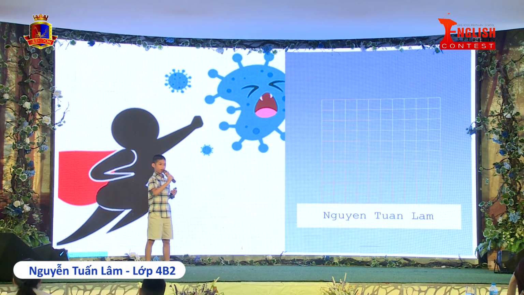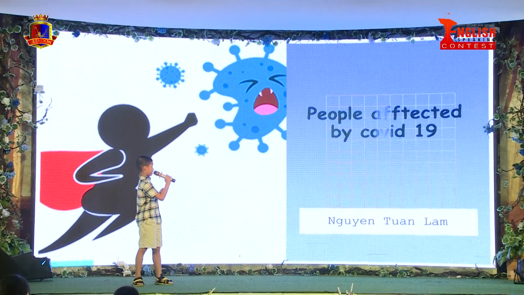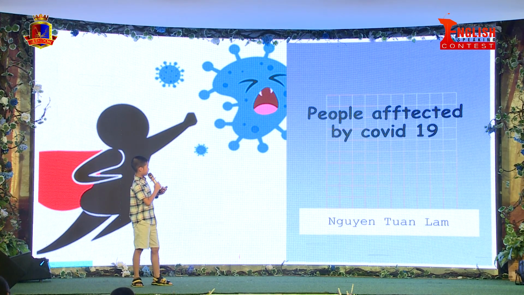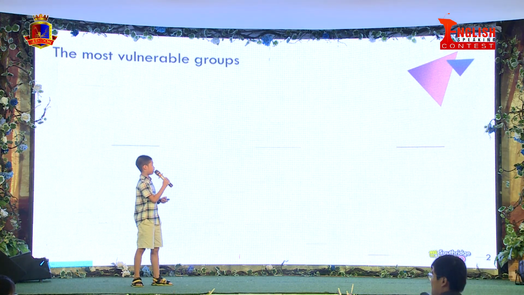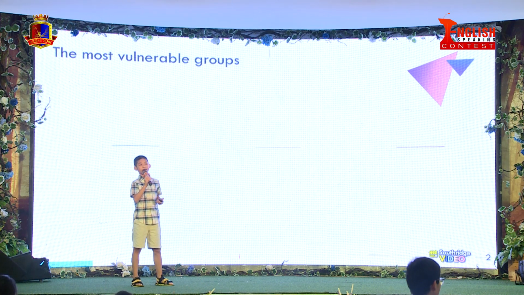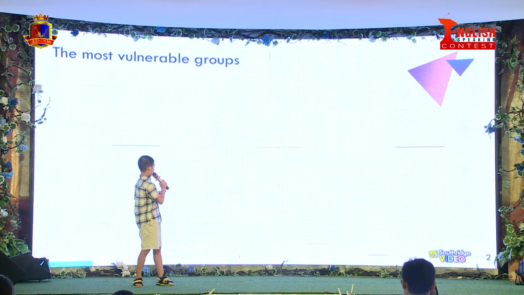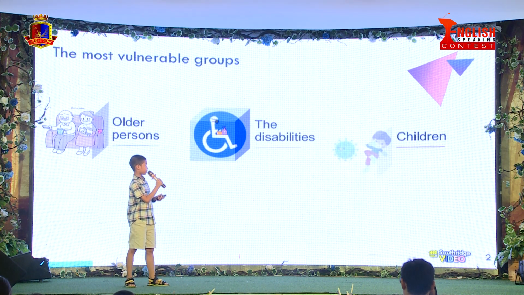I'm from class 42 Braden Primary School, and today I'm going to tell you about people who are affected by COVID-19. We all know that COVID-19 affects most of the population in the world, but certain groups are more impacted than others. They are called the most vulnerable groups. In my presentation, I'm going to talk about them, including older persons, people with disabilities, and children.